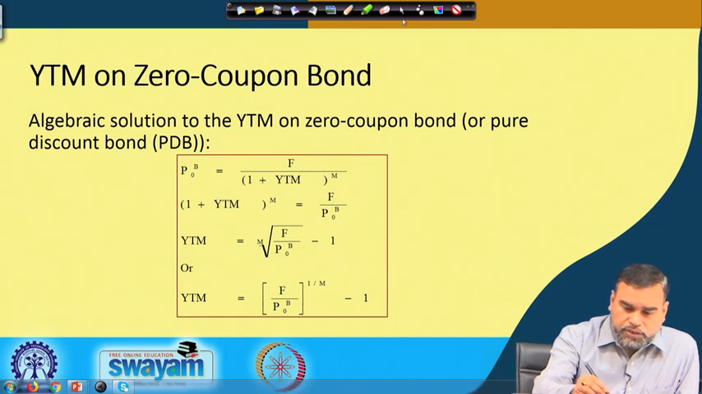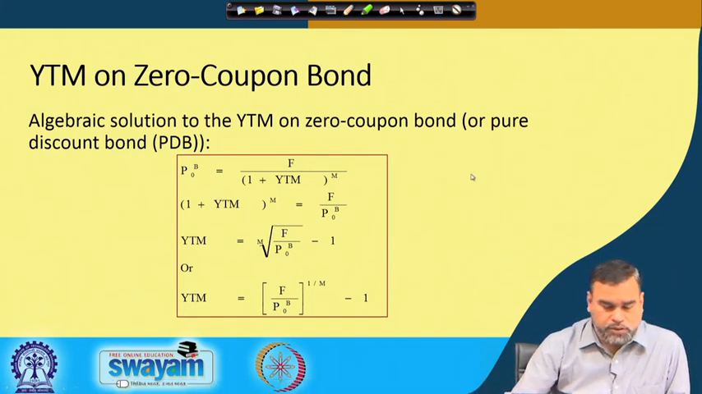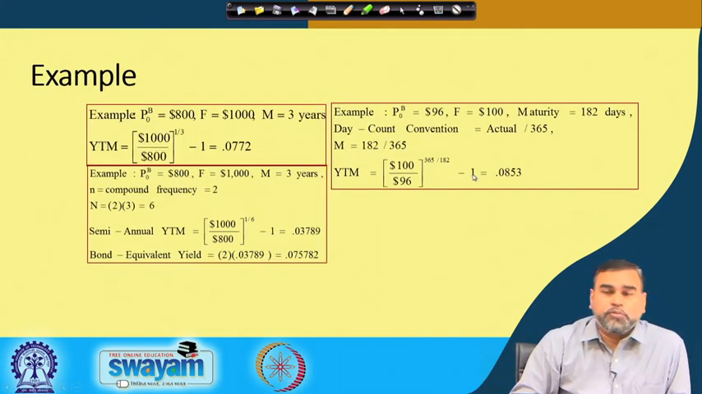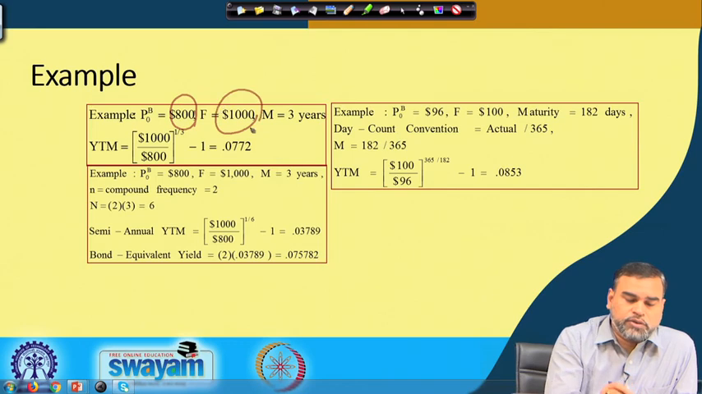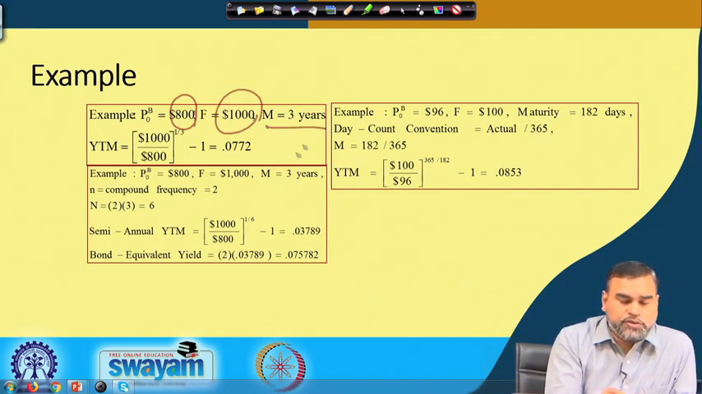Then we will see an example of the zero coupon bond. Let the price of the zero coupon bond be $800, the face value 1000, and the maturity period 3 years. Then your YTM is 7.72%.